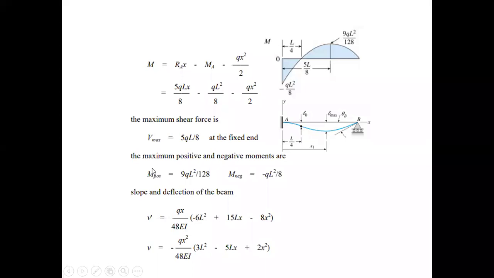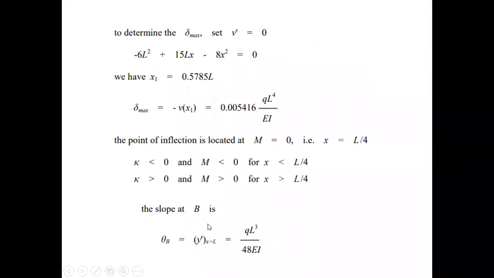So in this way, we can calculate the slope and deflection by using this equation. We have already seen that this equation will give the value at x1 equal to this value. This is the maximum value. It will give delta max equal to like this.